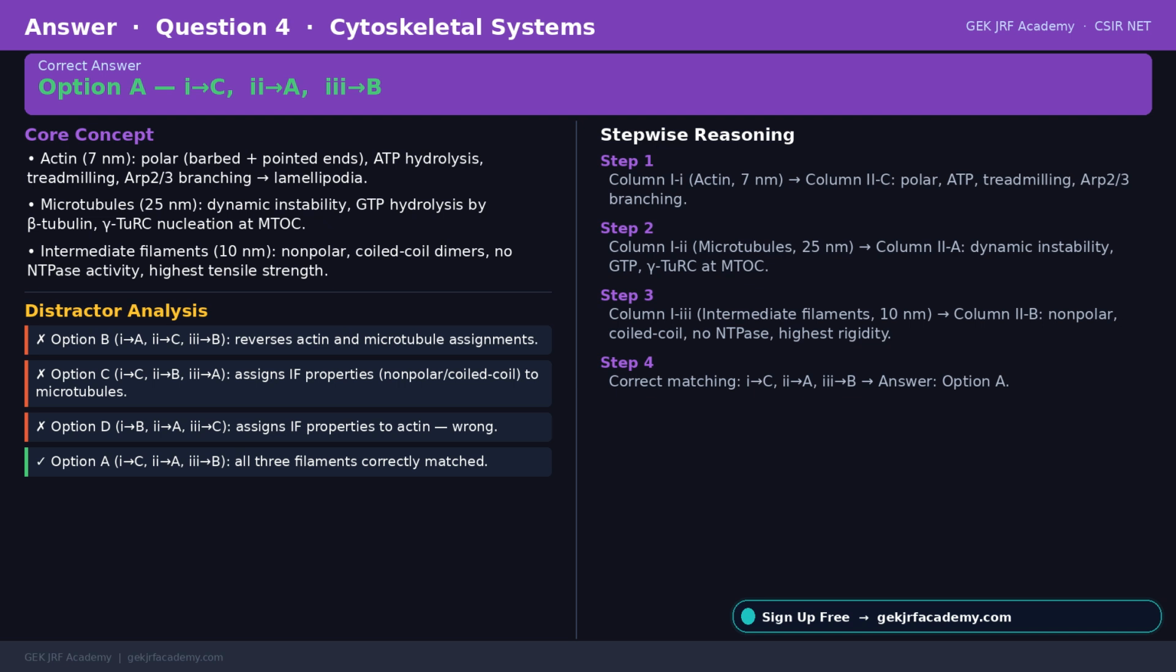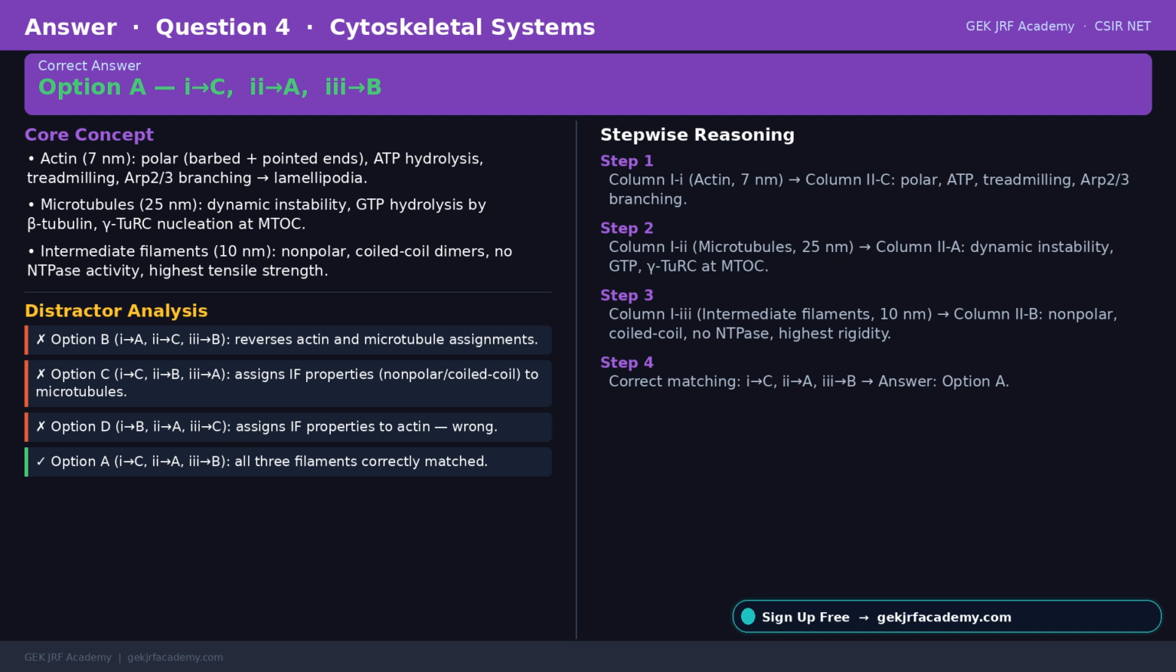Intermediate filaments are assembled from coiled coil dimers. Vimentin. Keratin. Nuclear lamins. They form antiparallel tetramers with no polarity, no nucleotide triphosphatase activity, and no treadmilling. They provide exceptional tensile strength, the most mechanically stable of the three systems.